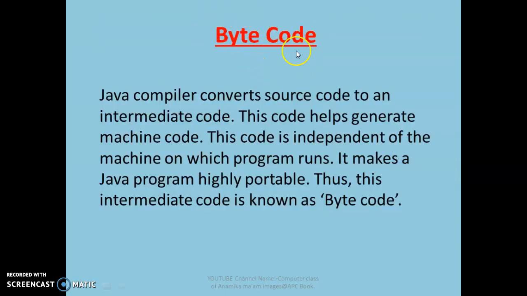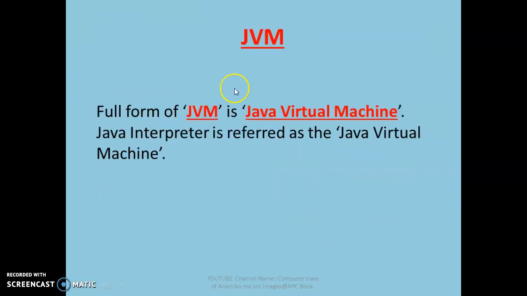Now I write down about bytecode also. Java compiler converts source code to an intermediate code. This code helps generate machine code. This code is independent of the machine on which the program runs. It makes a Java program highly portable. Thus, this intermediate code is known as bytecode, which I already explained. You get the definition here. Then we move to the next slide.